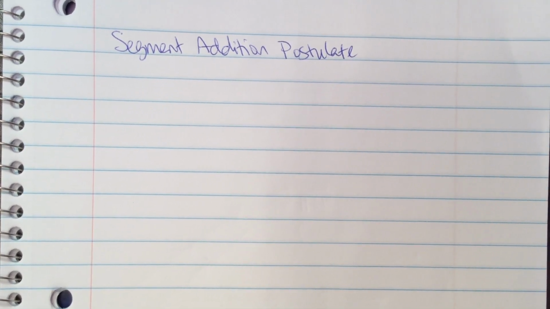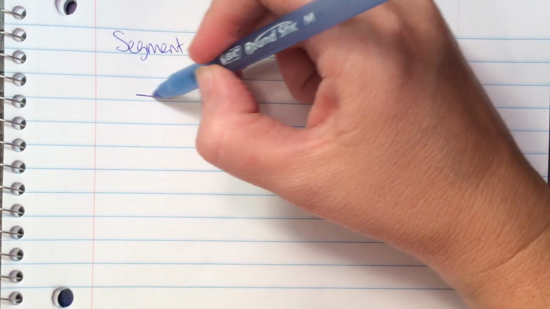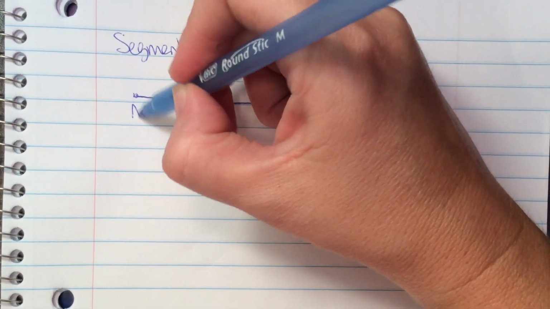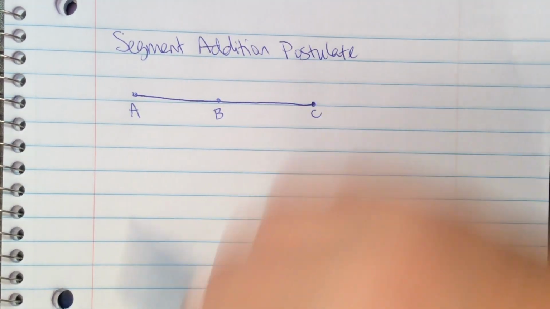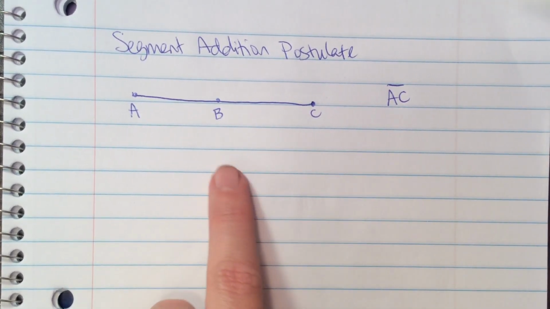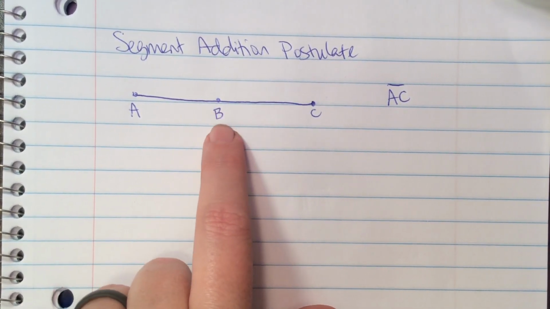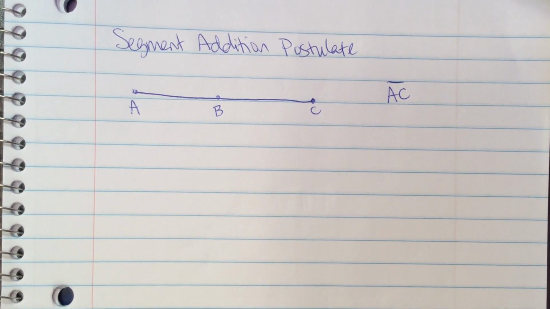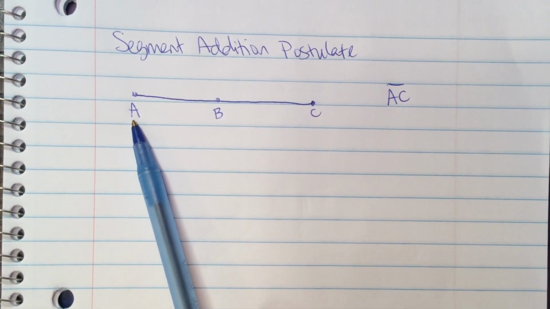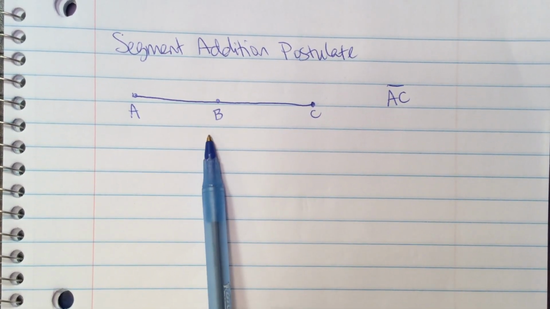Okay, this video is on the segment addition postulate. The segment addition postulate says that if you have a line segment, let's call it A, B, and C. So we have a line segment AC, and there's a point B somewhere inside. It looks like it's near the middle, but we can't tell if it's exactly in the middle.